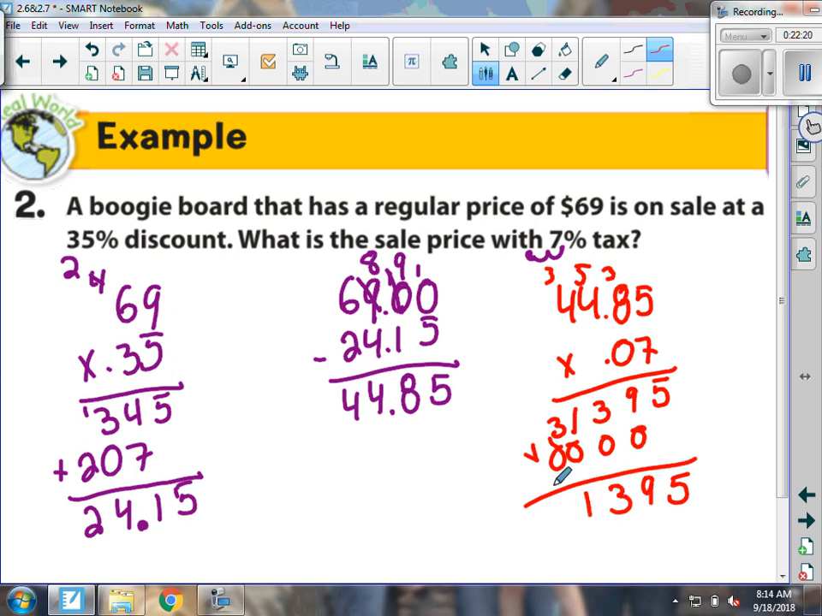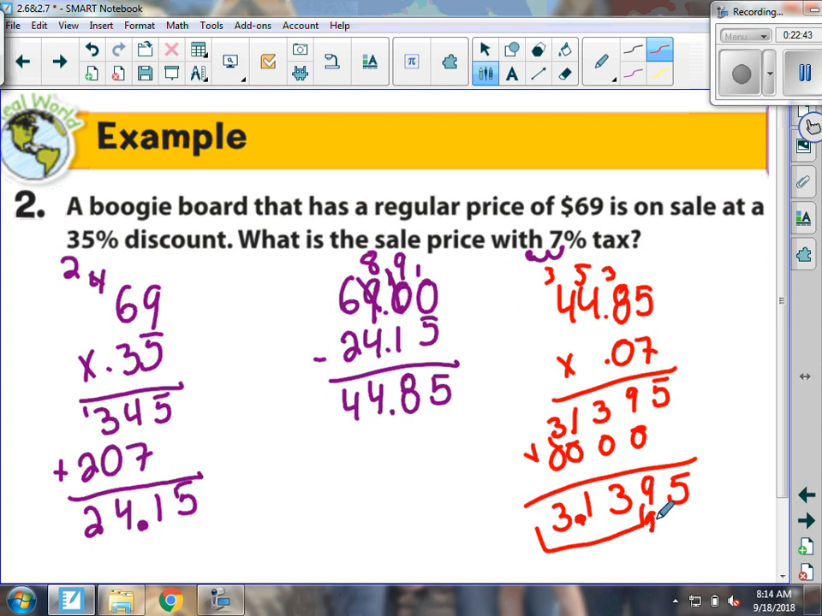Okay, so adding my numbers together, I have 1, 2, 3, 4 decimal places. So $44.85 times 0.07 gives me 3.1395. But this is money, so I need to round to the nearest hundredths. Okay, because I just want the 2 decimal places over here.